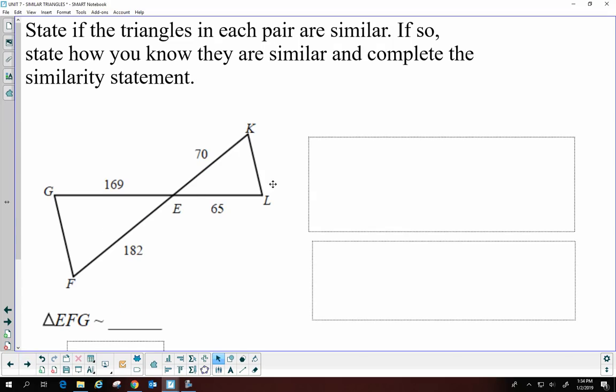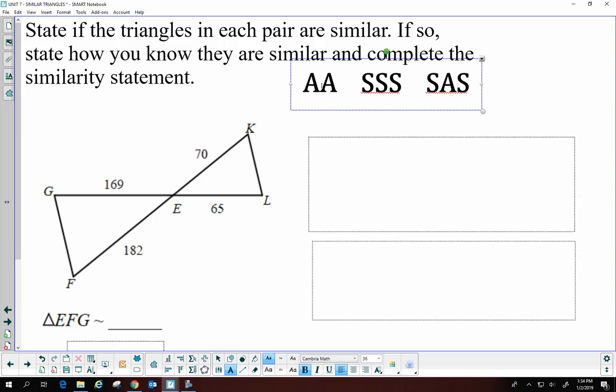Let's try another one. Again, I like to list the options: angle, angle, side, side, side, side, angle, side. Here I know one pair of angles, the vertical ones, but I don't know anything about angle G and F and K and L, so angle angle's out the door. I also don't know anything about segment GF and segment KL, so side, side, side's not going to work for me either. So I need to check to see if my ratios of these sides are equal.